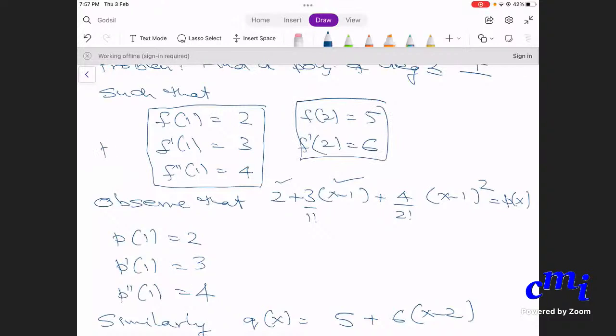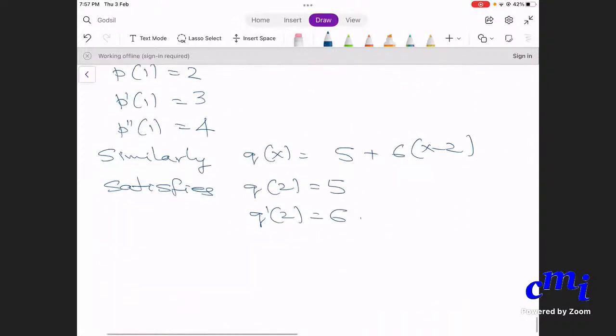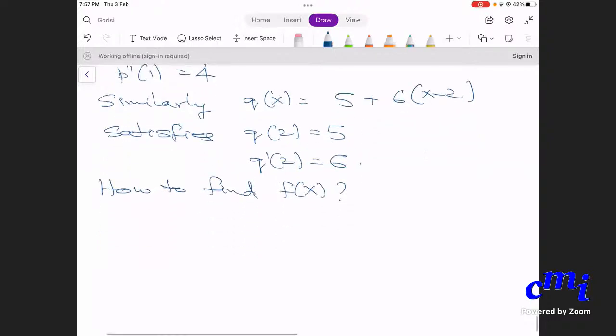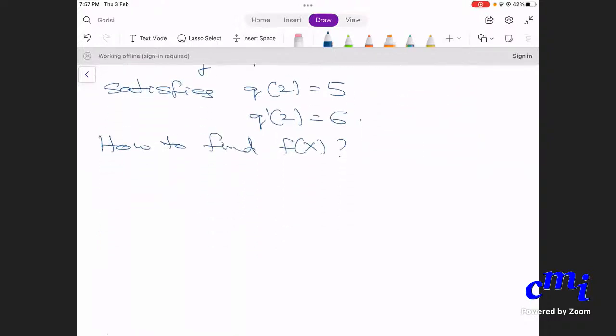So P of x satisfies these conditions. Now Q of x satisfies those conditions. But we want a single polynomial of degree at most 4 which satisfies each of these conditions. So how do we do that? So how to find f of x? As I said, I won't do the calculation, but I'll just tell you how to do it.